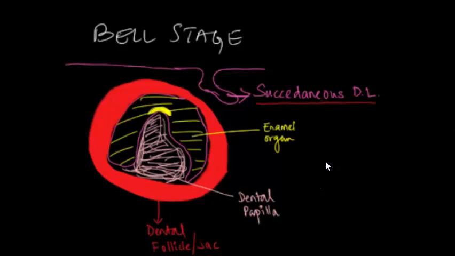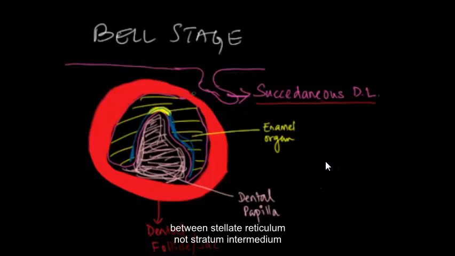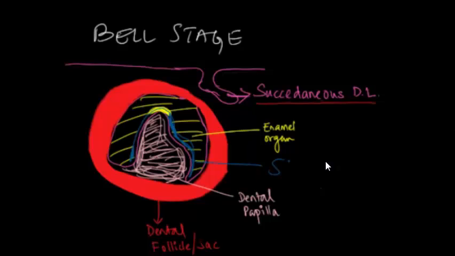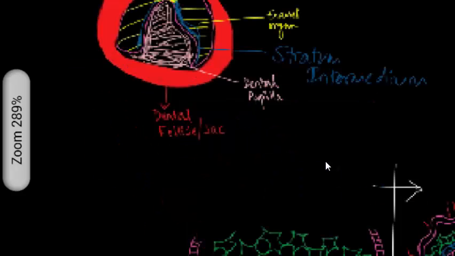Also during the bud stage, a new layer of cells, which is a flattened layer of cells, begins to form in between the stellate reticulum and the inner enamel epithelium. It's called the stratum intermedium. Take a closer look at the differentiation.